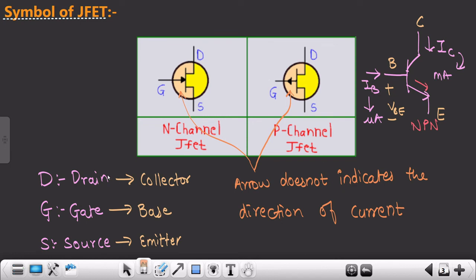And when you try to compare this JFET with the BJT, you come to know that this drain will act as the collector, this gate will act as the base, and this source will act as the emitter. Okay, so try to think in this way.